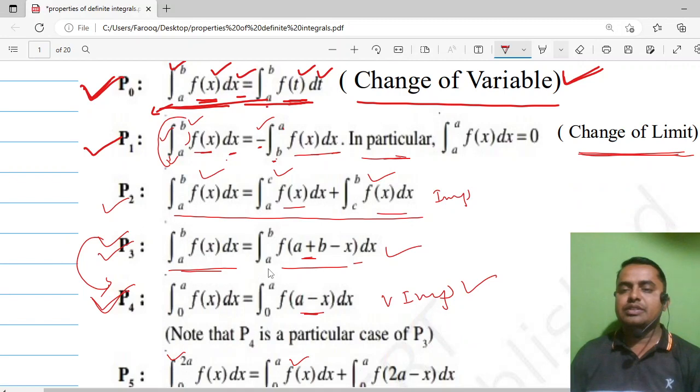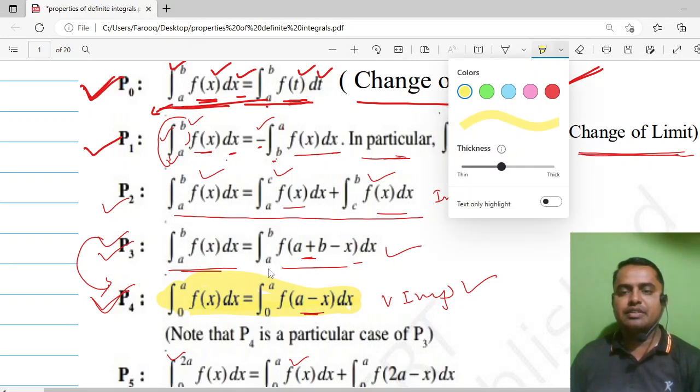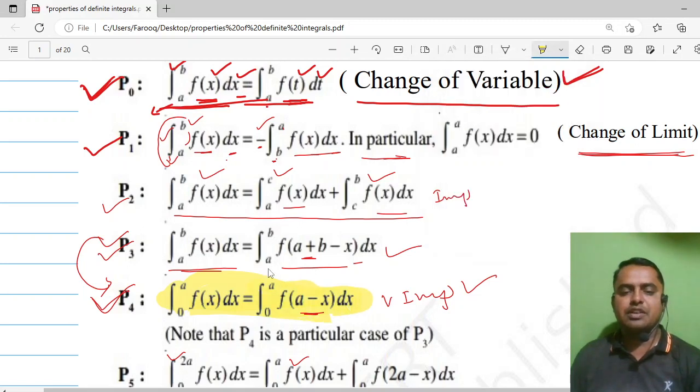I am highlighting the 4 important properties on the basis of priority. The first very important property is this one, the integral from 0 to a. This is the first important property. The second important property is this one, from the point of view of your examination.